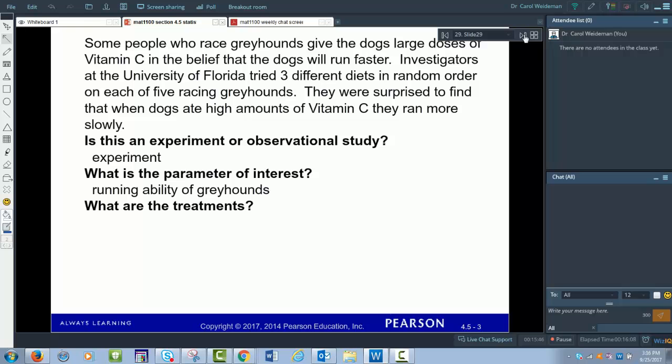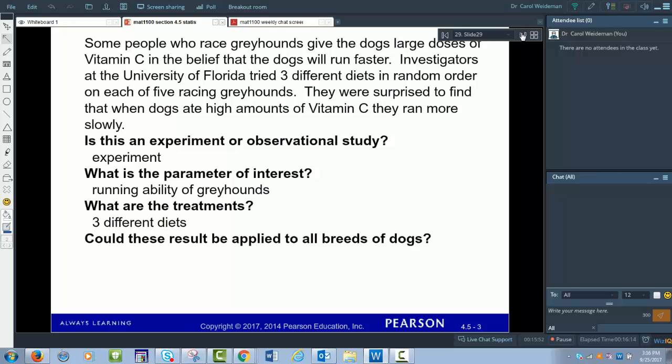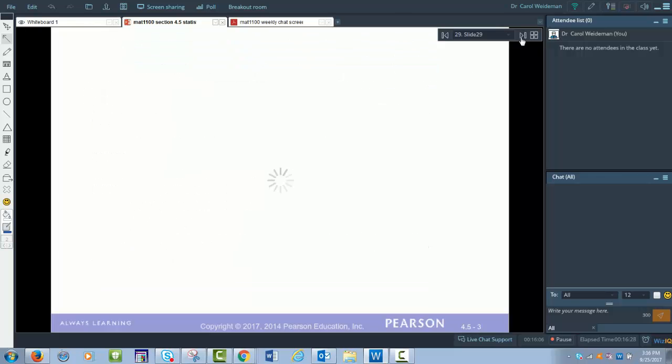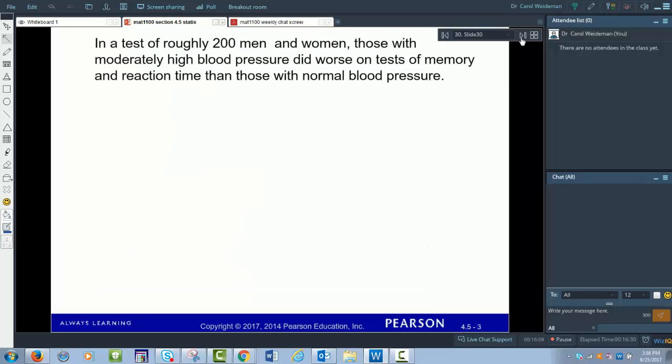What's the parameter of interest? They wanted to see how the vitamin C would affect the running ability. So the thing we're going to measure is the running ability of the greyhounds. What were the treatments? They didn't tell us exactly, but they said 3 different diets, so they probably have different levels of vitamin C. Could these results be applied to all breeds of dog? No, because we only tested greyhounds, we can only make the inference back to the greyhounds. Maybe beagles do run faster if they take a lot of vitamin C. We don't know. We only tested greyhounds.